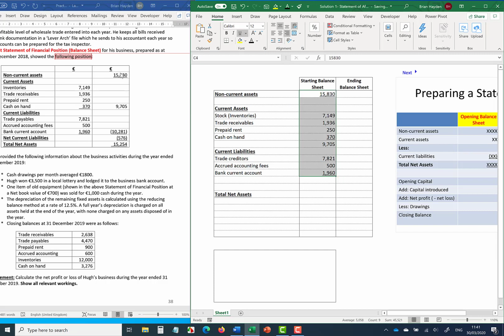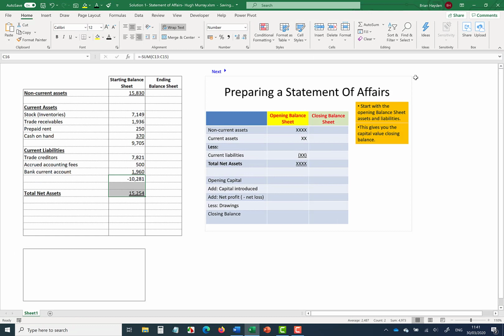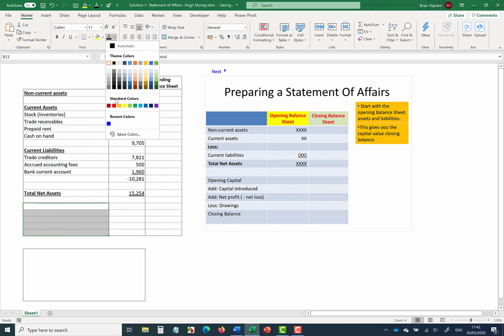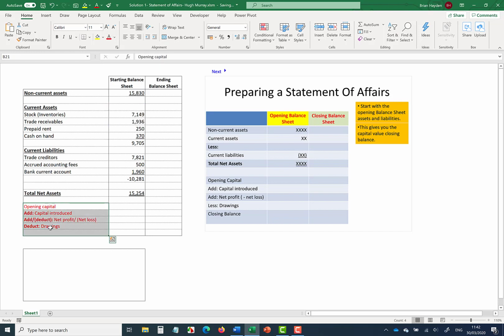The 15,830 matches up, the 7,149, all these ones match up, and likewise the liabilities. So that gives us total net assets of 15,254. Now, focusing on the Excel spreadsheet, we also get the closing capital value. So here's the learning point that I mentioned at the start. You need to know these elements.